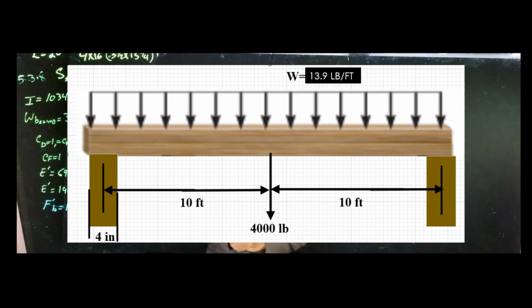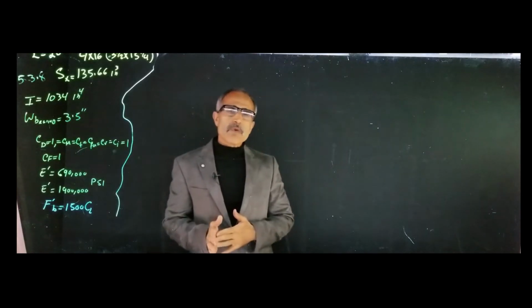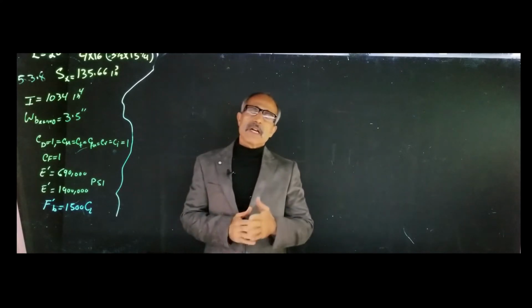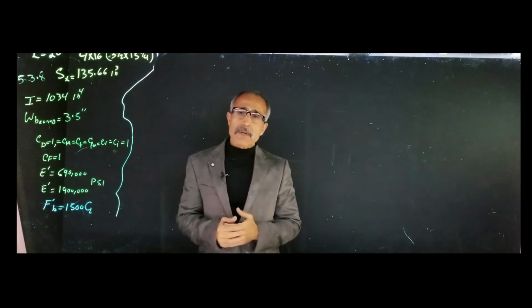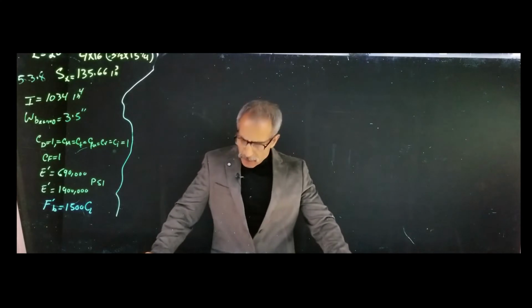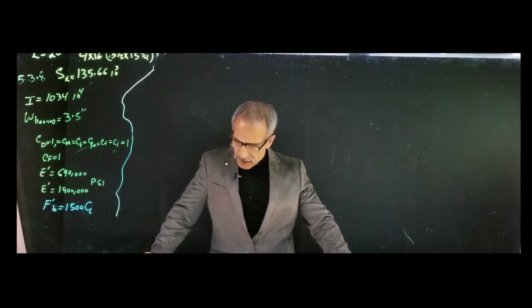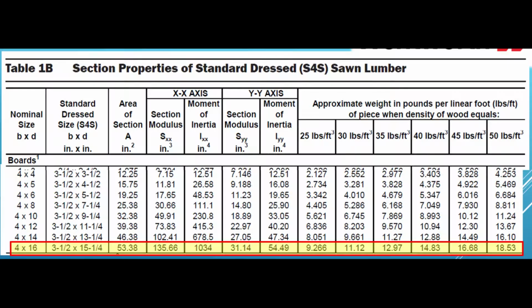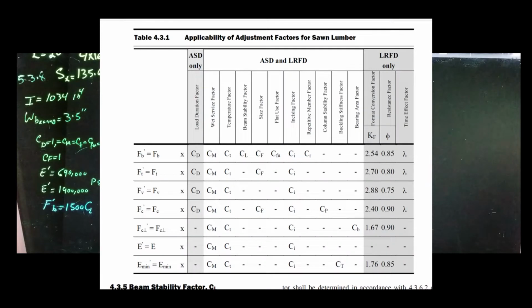One of the first things we do is say, okay, we'd like to use 4x16 Douglas fir large, and see if the beam can handle that much weight. So let's look at Table 1B of the NDS Supplement. From there, we can get all the information for 4x16, which has an actual size of 3.5 by 15 1/4. We write down all that information. Then let's proceed to Table 4.3.1, which tells us F_b' equals F_b times C_D, C_M, C_t, C_L, C_F, C_fu. And this is for ASD design.